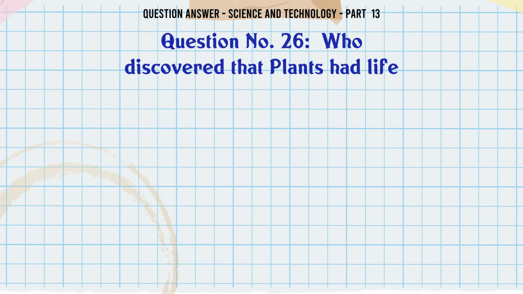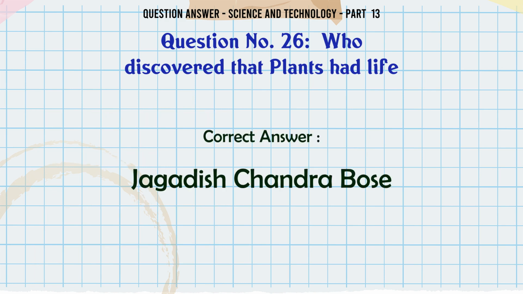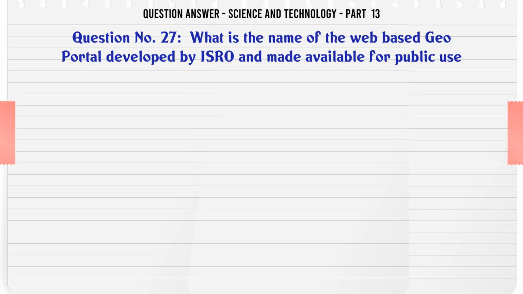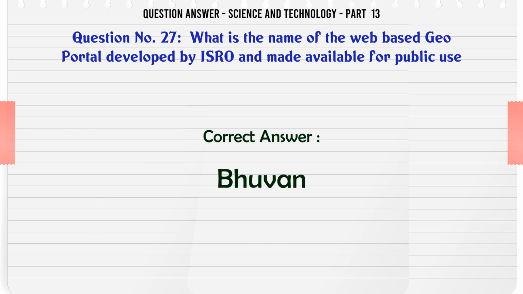Who discovered that plants had life? A. Satyendranath Bose. B. Jagdish Chandra Bose. C. Jagdish Chandra Ghosh. D. Satyendranath Ghosh. The correct answer is Jagdish Chandra Bose. What is the name of the web-based Geo Portal developed by ISRO and made available for public use? A. Gagan. B. Akash. C. Prithvi. D. Bhuvan. The correct answer is Bhuvan.